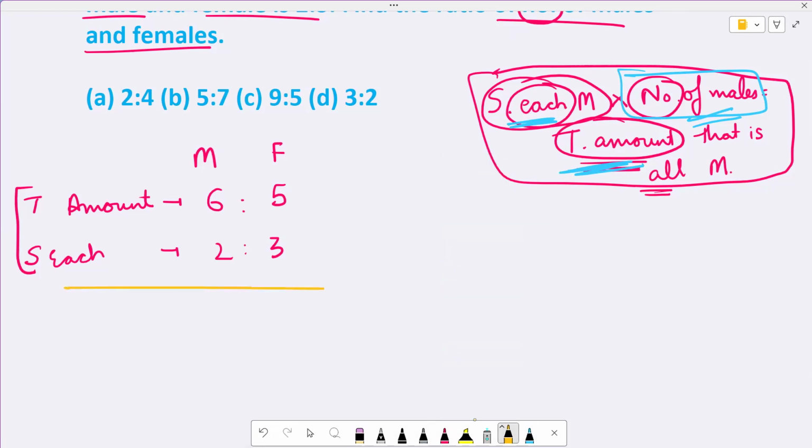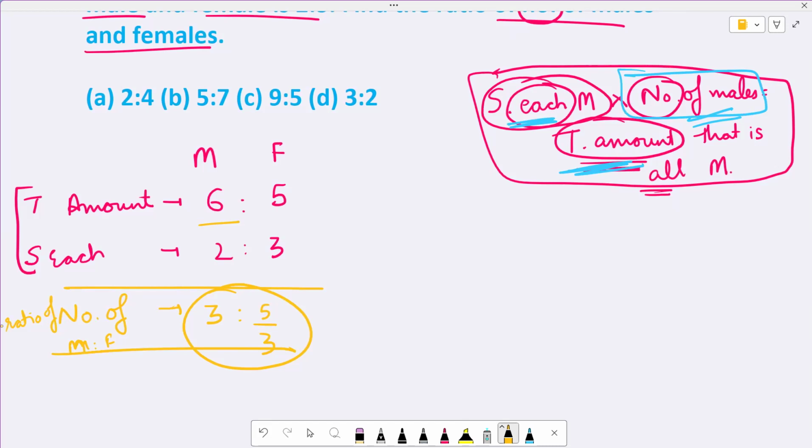So now on dividing, here what we can do is we can write here the number of employees, number of males and females. On dividing 6 by 2, here we get 3. And on dividing 5 by 3, we get here 5 upon 3. Now this is the ratio of number of males to females.